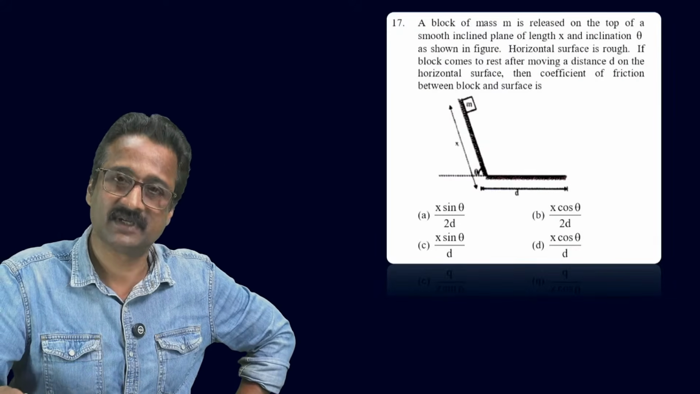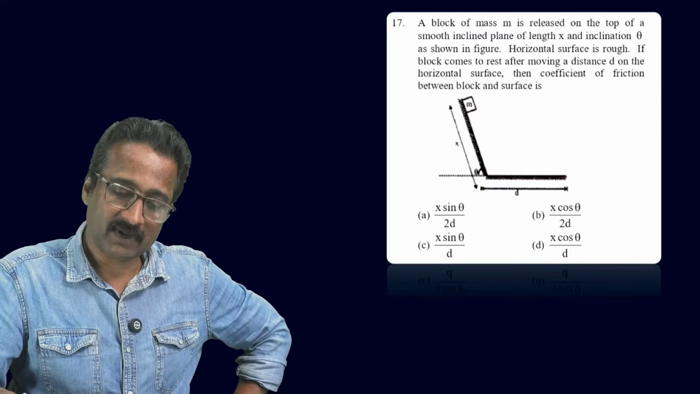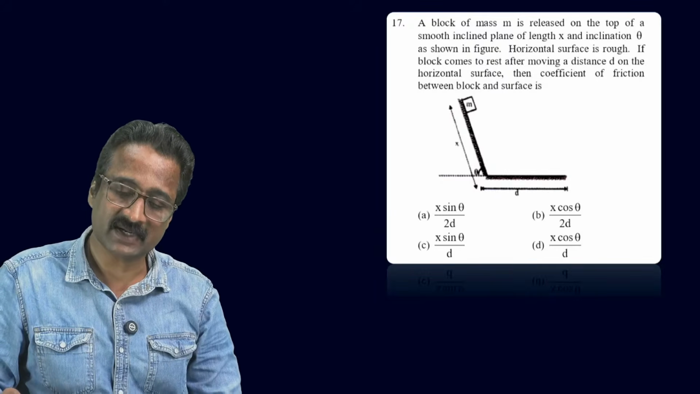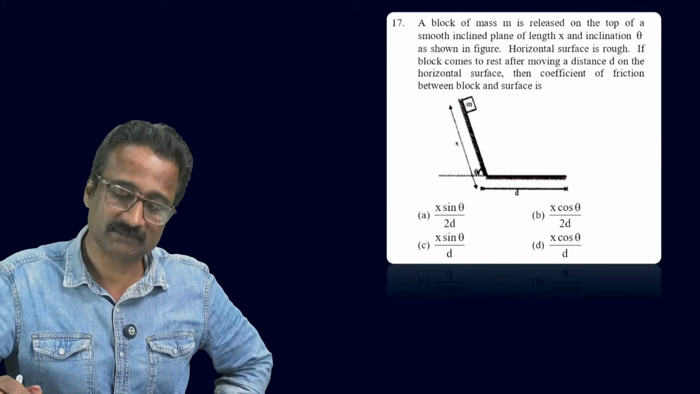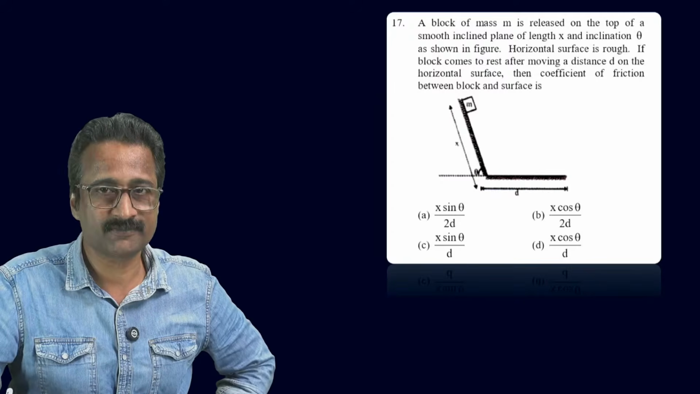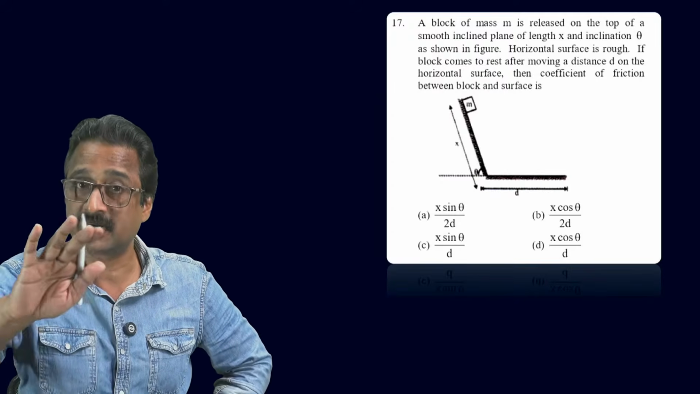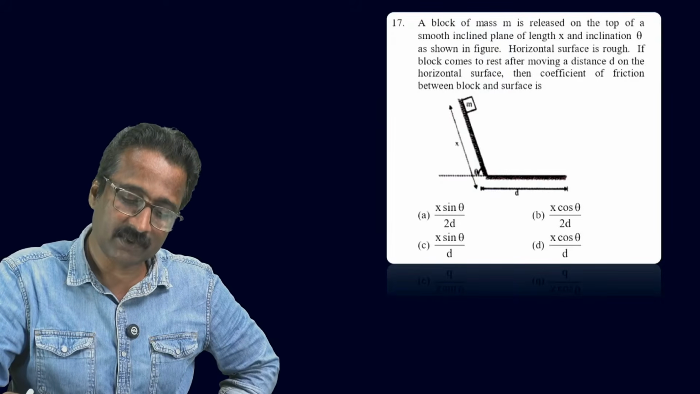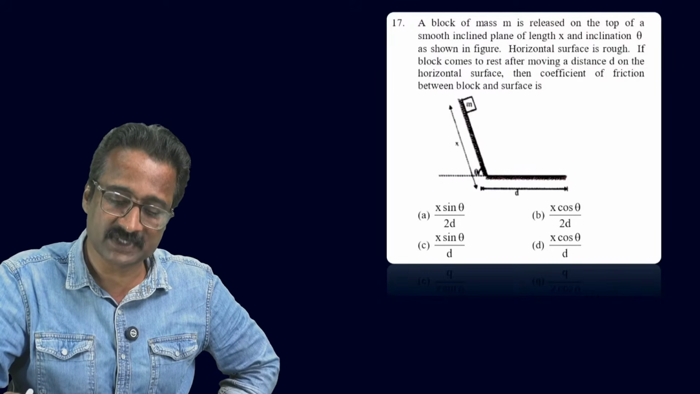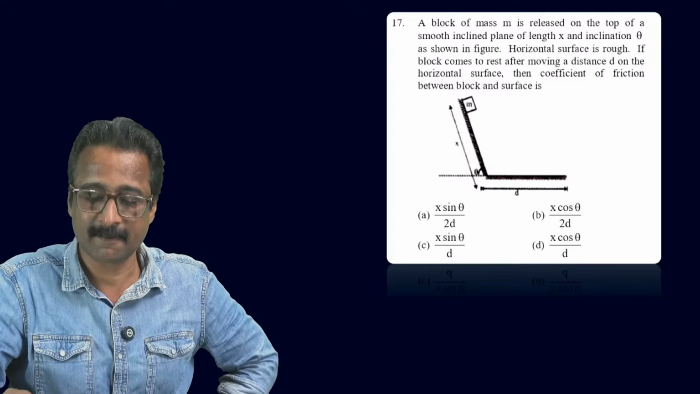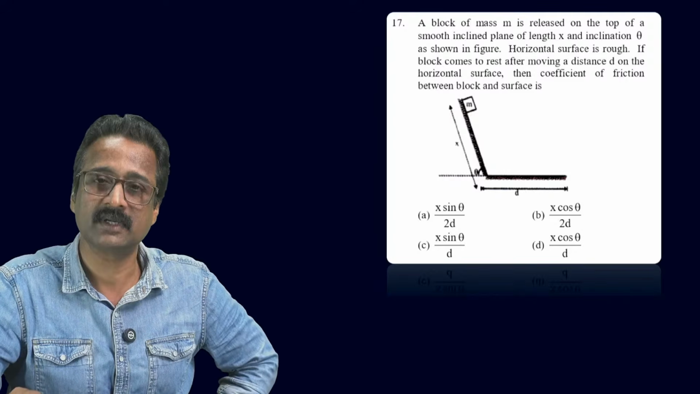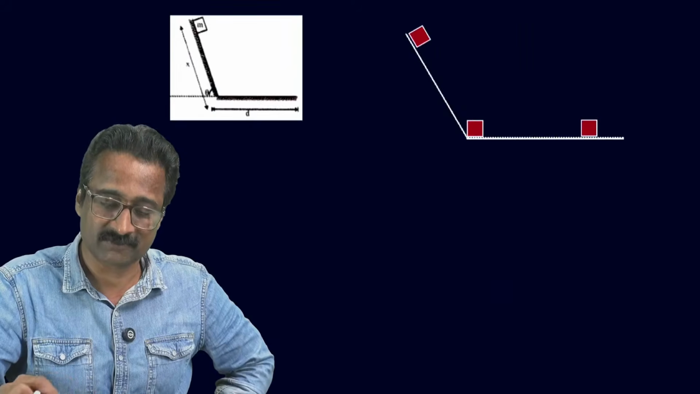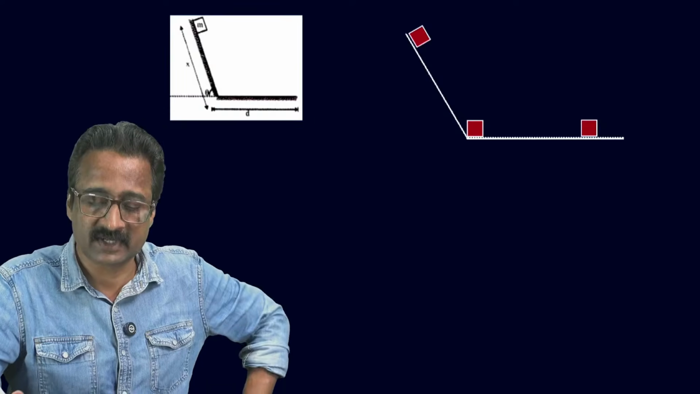Moving on to 17. A block of mass m is released on the top of a smooth inclined plane of length x and inclination theta as shown in the figure. The horizontal surface is rough, while the inclined surface is perfectly smooth. If the block comes to rest after moving a distance of d on the horizontal surface, then the coefficient of friction between the block and the surface will be. It's about finding the coefficient of friction, but you'll again have to apply the work energy principle.